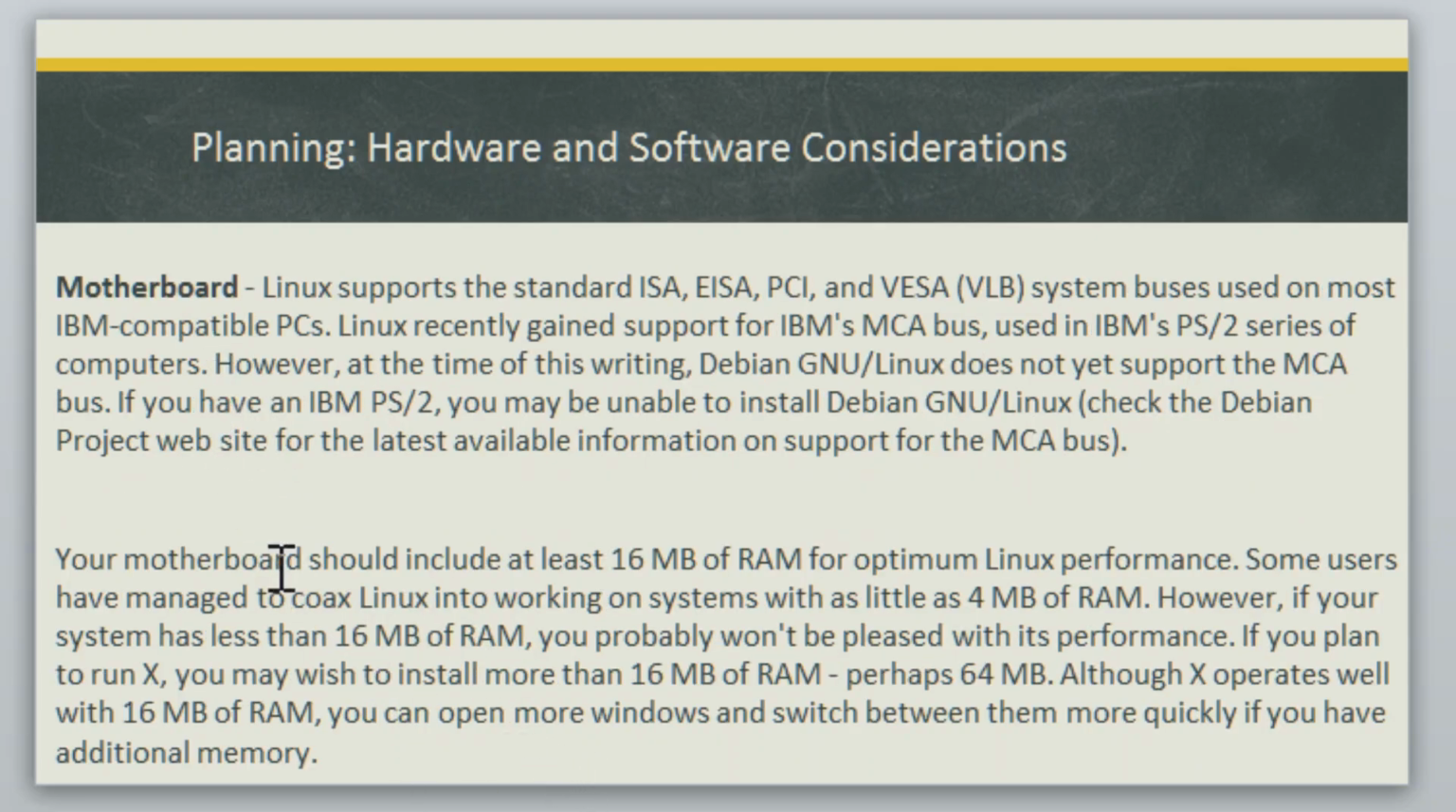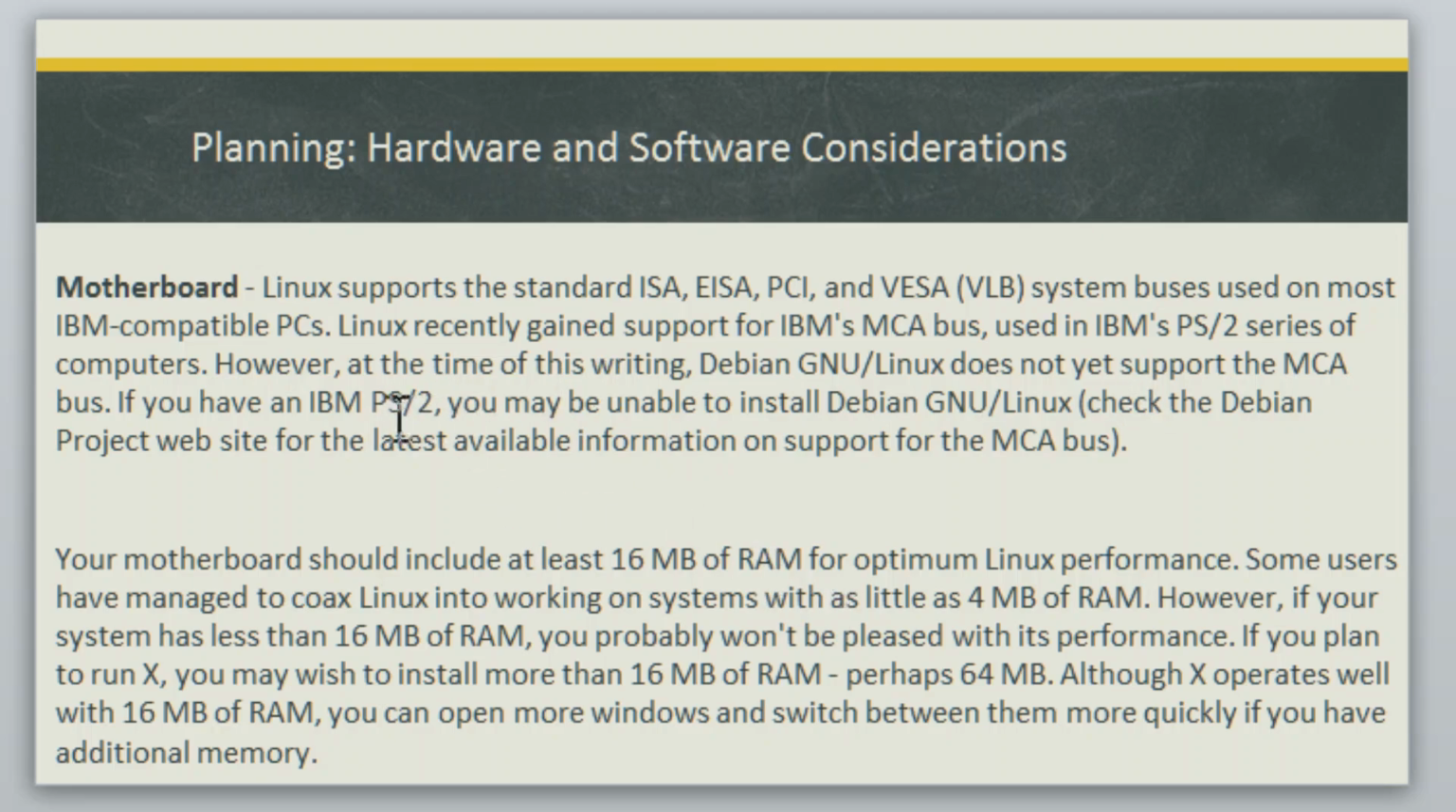So looking at the motherboard, Linux supports the standard ISA, EISA, PCI, and VESA or VLB system buses used on most IBM-compatible PCs. Linux recently gained support for IBM's MCA bus used in IBM's PS2 series of computers. However, at the time of this writing, Debian GNU Linux does not yet support the MCA bus. So if you have an IBM PS2 bus, you may be unable to install Debian GNU Linux, but you're going to have to check the Debian project website for the latest available information on whether or not it supports that.